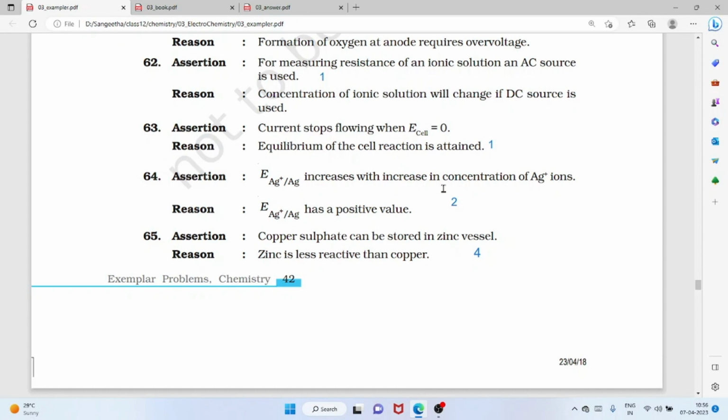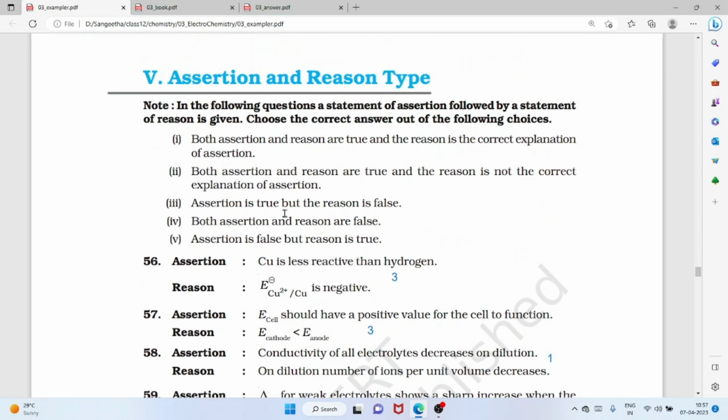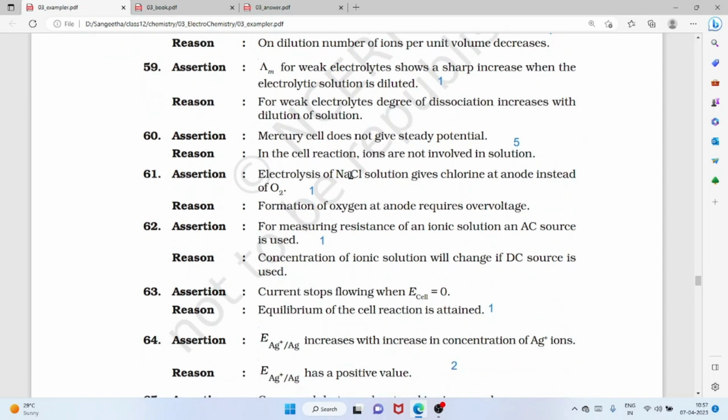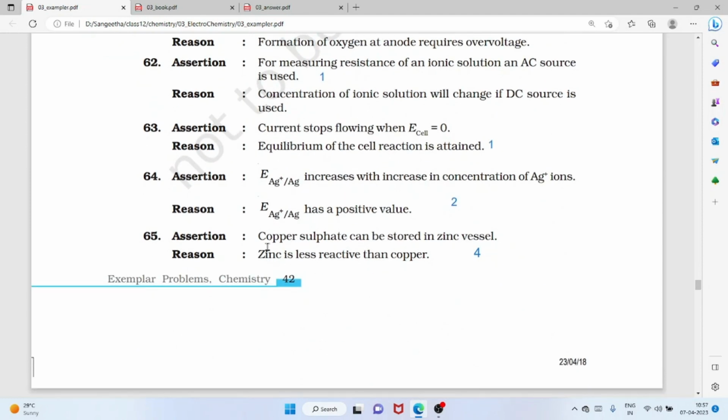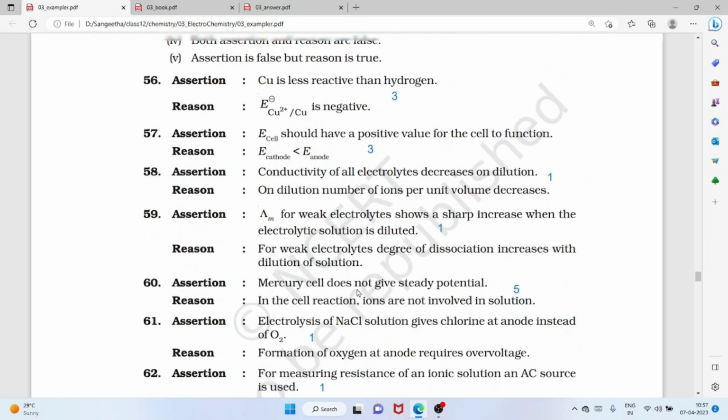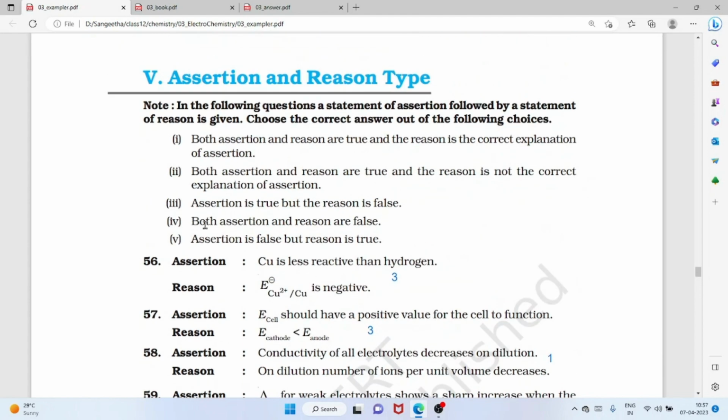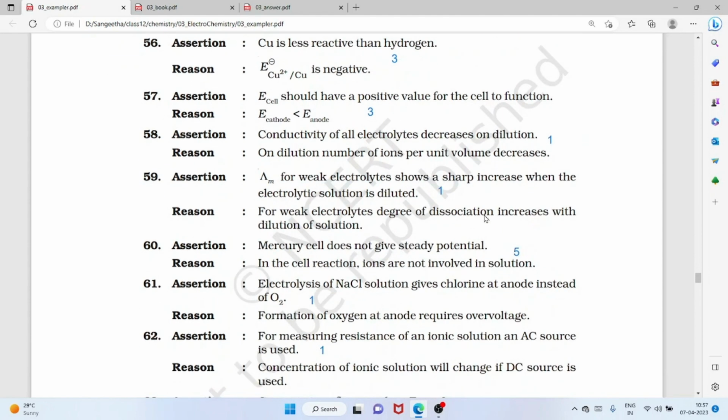It increases with increasing concentration of Ag plus ions, as a positive value. So option 2. Both reason and assertion are true, but the reason is not the correct explanation. Copper sulfate can be stored in a zinc vessel. Zinc is more reactive than copper, copper is less reactive. So option 4. Both assertion and reason are false.